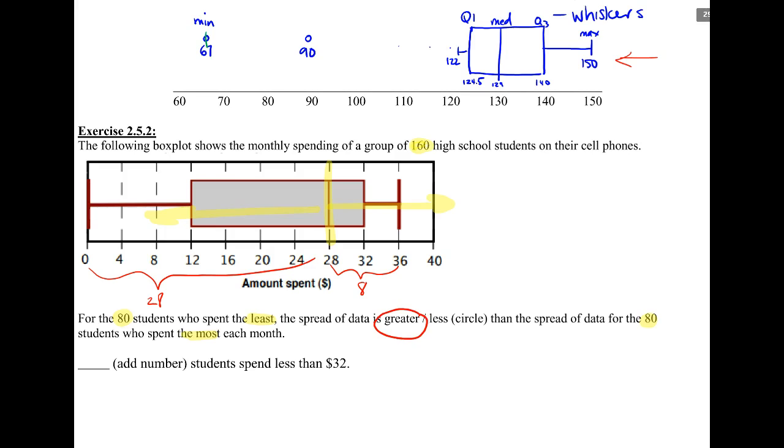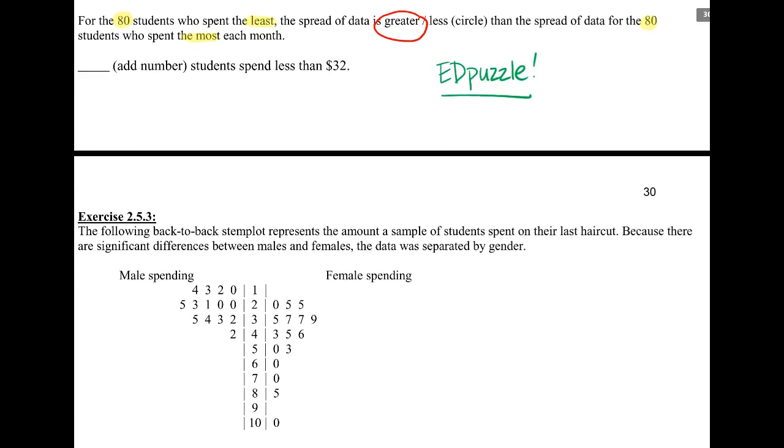Now our last question for this one says, we're trying to find the number of students who spend less than $32. So again, I'm going to give you a moment to try this on your own, see if you can get the right answer. In fact, I'm not going to give you the answer. I'm actually going to have you tell me what the answer is in Edpuzzle. So this will be our Edpuzzle question. And I will tell you guys what the answer is tomorrow in class. Or not tomorrow, Tuesday in class.